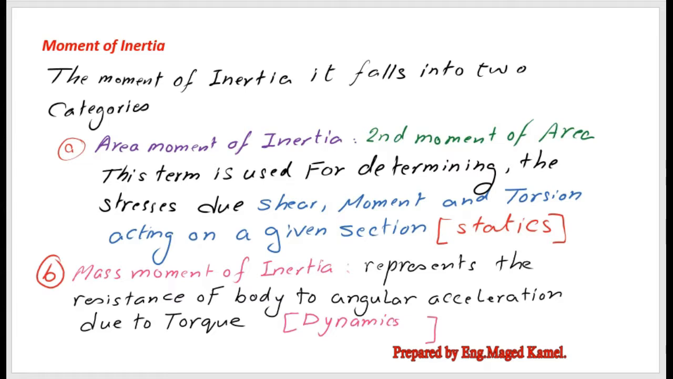The moment of inertia under this category is dealing with statics problems and how to solve these static problems by use of the moment of inertia. The second category is about the mass moment of inertia. This represents the resistance of a body to angular acceleration due to torque, and this topic is very important in the study of dynamics. In this course we are going to talk about the area moment of inertia, and the mass moment of inertia will be discussed later on.